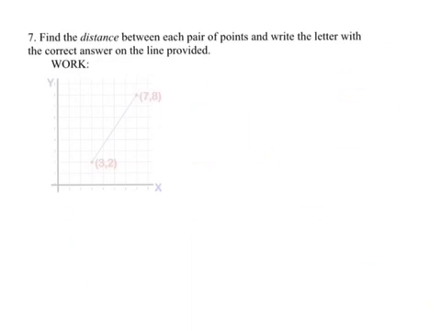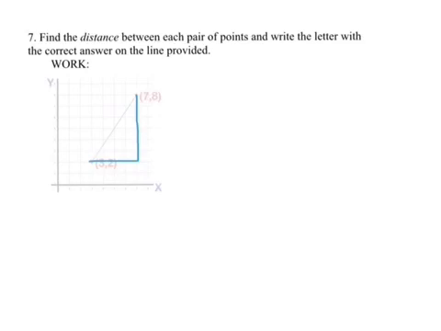For number 7, we have to find the distance between each pair of points, and then we're going to show our work. Since we have a graph and ordered pairs, we could make a right triangle and do Pythagorean's theorem, or we could use the distance formula. I'll show you both ways.